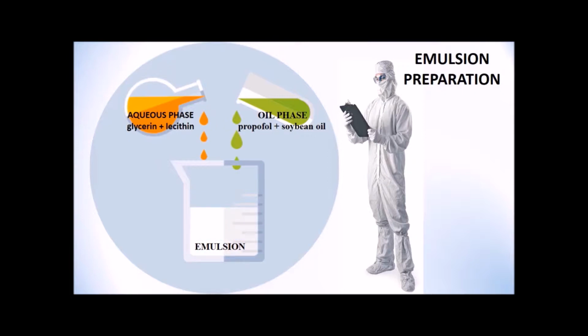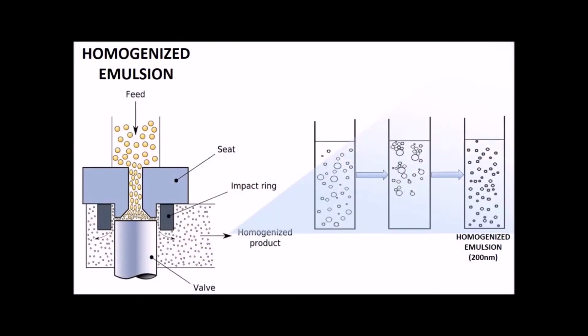After it cools, the sodium hydroxide is added to adjust the pH, and then the final volume of the emulsion is made up with water for injections. The emulsion is then homogenized using a high-pressure homogenizer and cooler until the droplet size of the emulsion reaches approximately 200 nanometer.